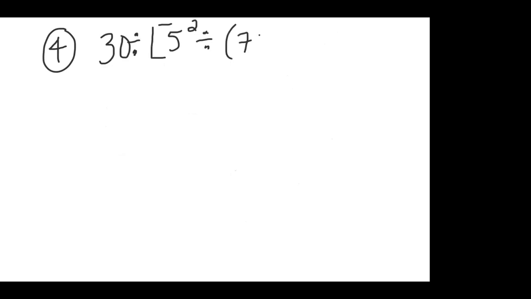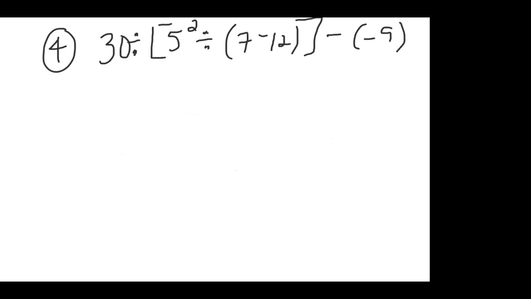All right, guys, so here comes number 4. Now, number 4 has some brackets in there. It is 30 divided by bracket 5 squared divided by 7 minus 12. And then bracket, close out that bracket, guys, minus a negative 9.